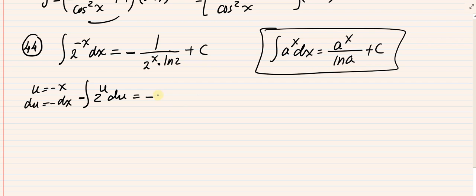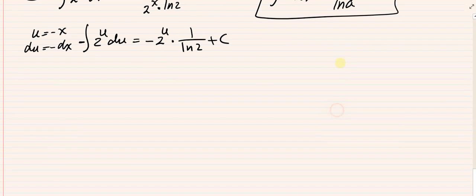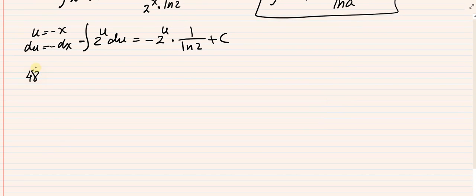So the integral is going to be itself, 2 to u, times 1 over natural log of 2 plus a constant, right? But then u is negative x. So 2 to negative x becomes 1 over 2 to the x. So that is correct. Yeah, that's fine. I'm good with this one. That's number 44. Next integration problem, we're going to look at exercise number 48.